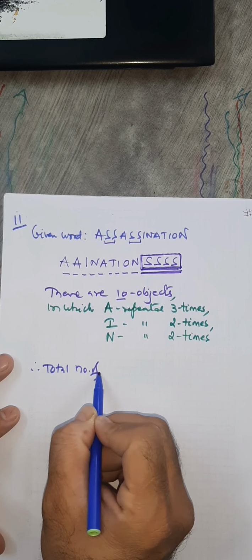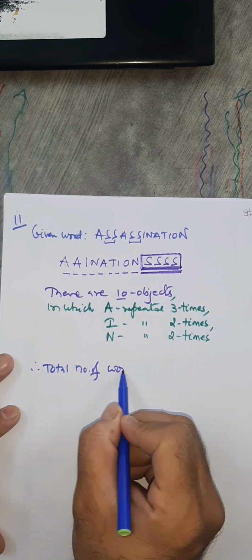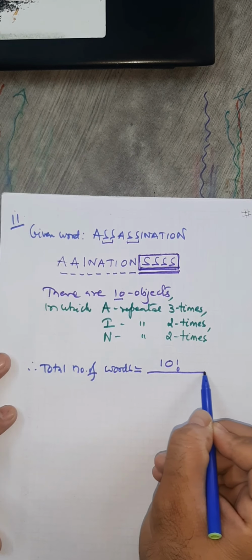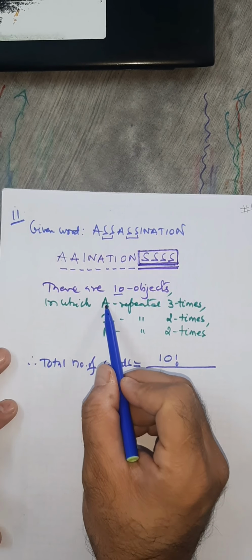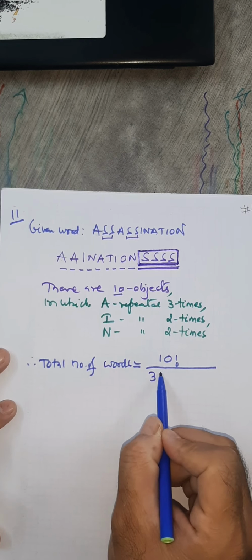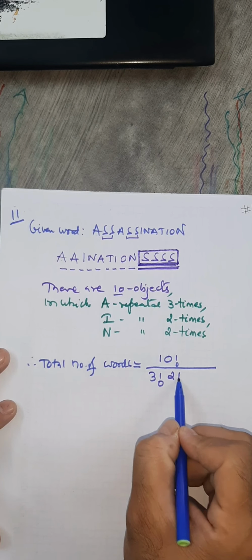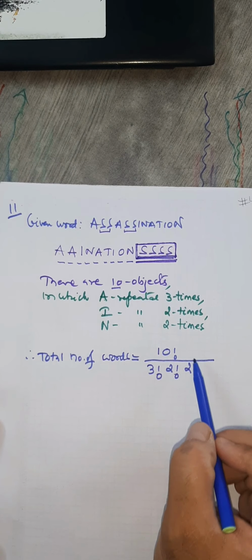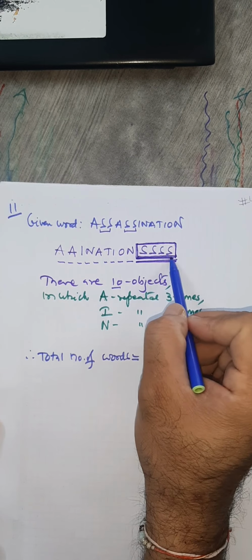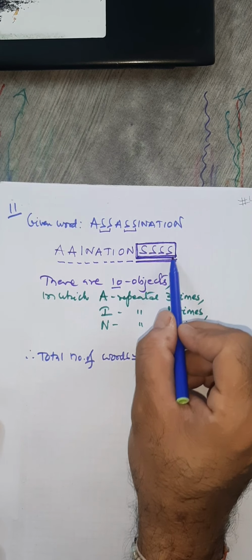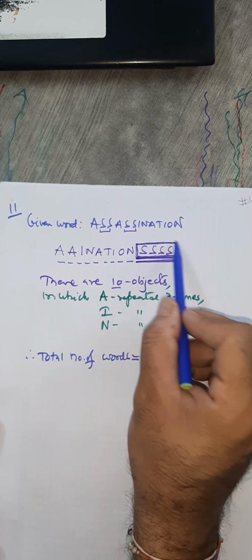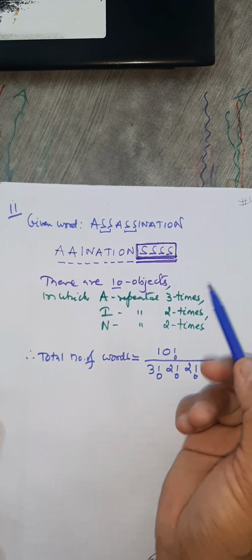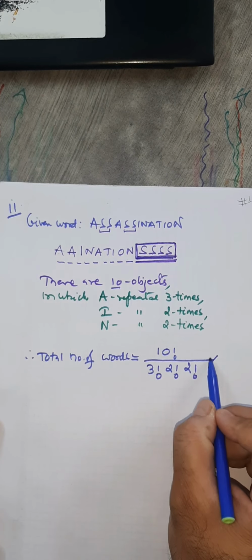So total number of words here equals 10 factorial upon how many times A repeated? 3 times, so 3 factorial. I repeated 2 times, so 2 factorial. N repeated 2 times, 2 factorial. If you remember, when we were considering this as one object, we normally consider the internal permutations of this. But here all objects are the same, S. So there is nothing like a different permutation. If you change them internally, you will get just one, so into 1.